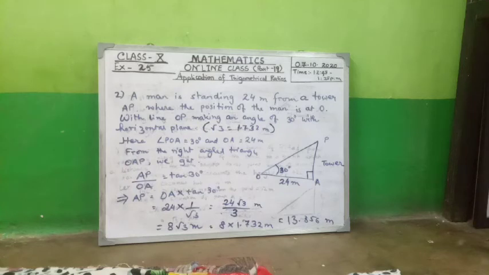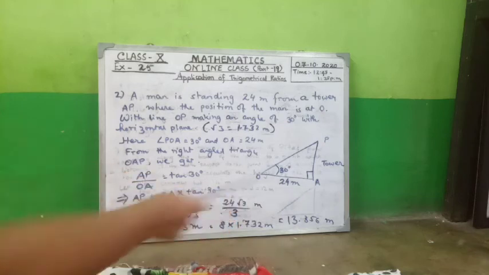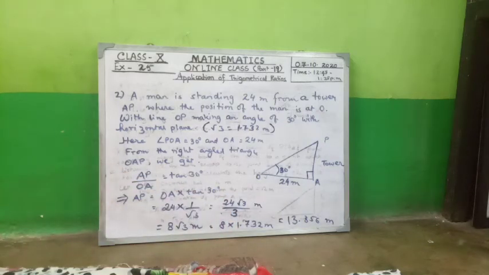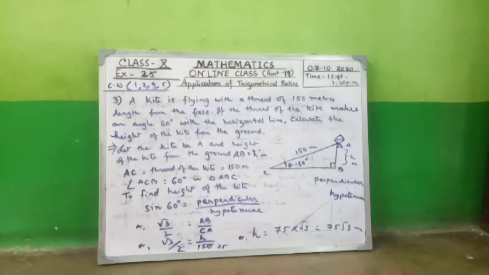So what is the height? Hence you will write the required height of the tower is 13.856 meter. Clear? Coming with my next application. Coming with my third application.